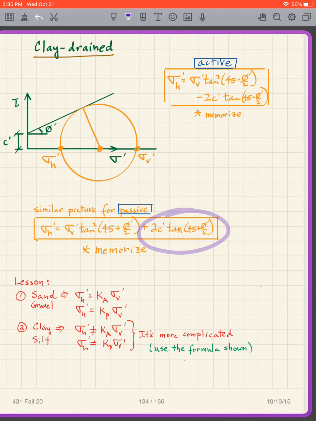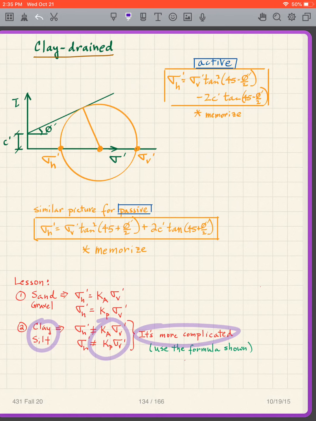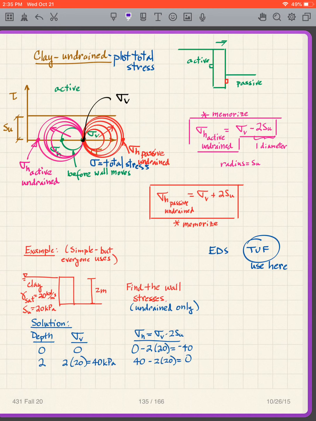I now have to put in this 2c prime tangent angle thing. So the lesson is for clay and silt, it's more complicated than just Ka or Kp. I have to put in this 2c prime term, and use the formula shown. So a little bit of a lesson there. Okay, now let's do clay undrained. And then we're plotting total stresses.